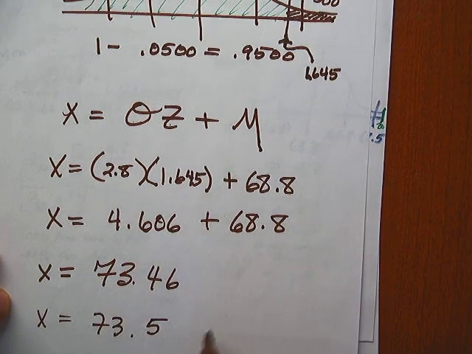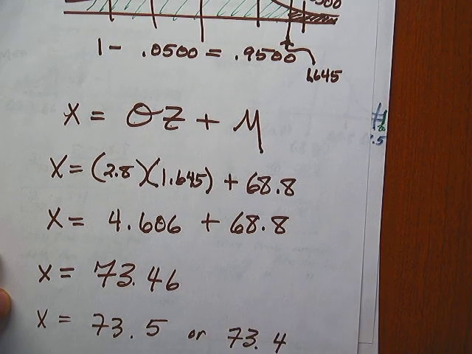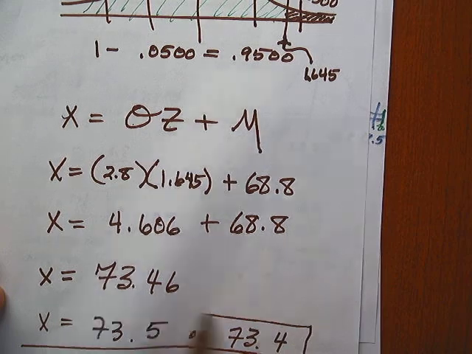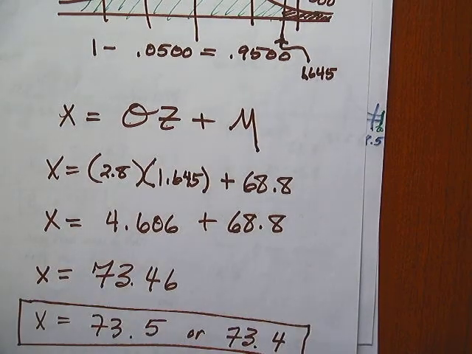And they tell you to round to the nearest tenth. I got 73.5, but they may have 73.4. It depends on your rounding. And that should be your answer. I hope that helps.